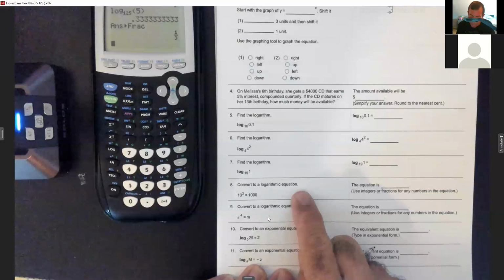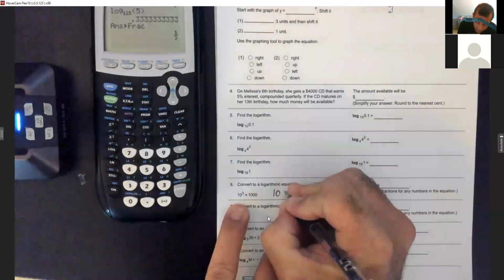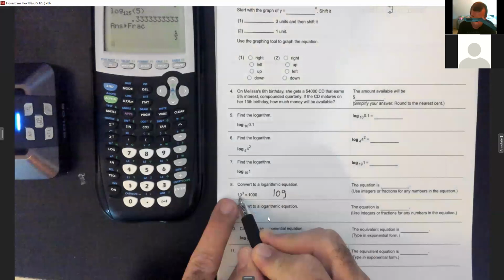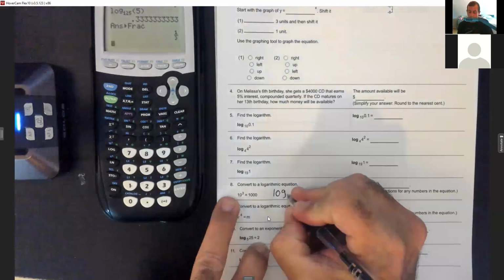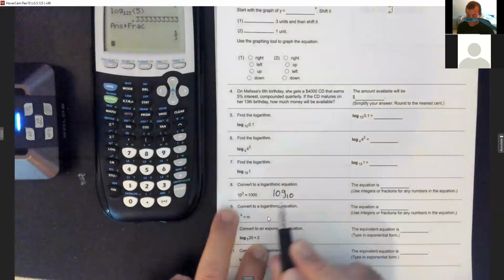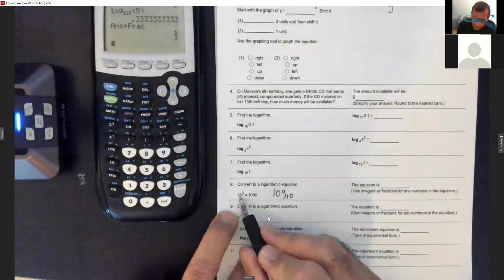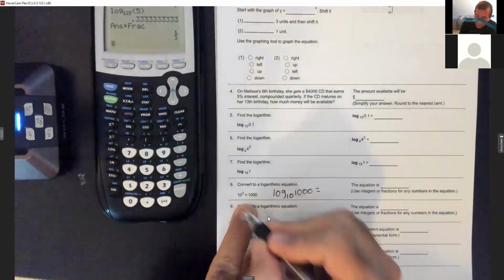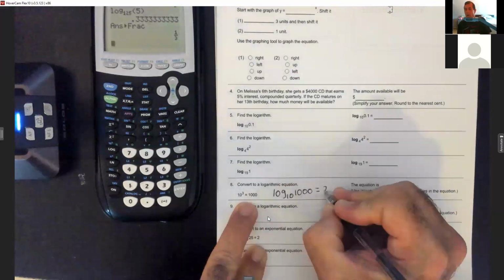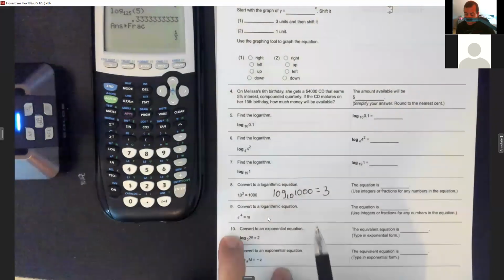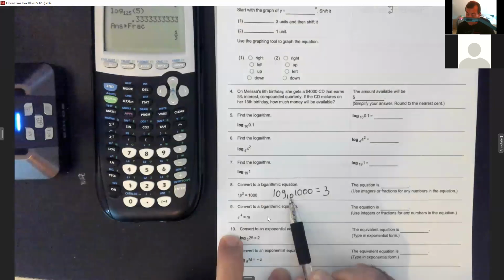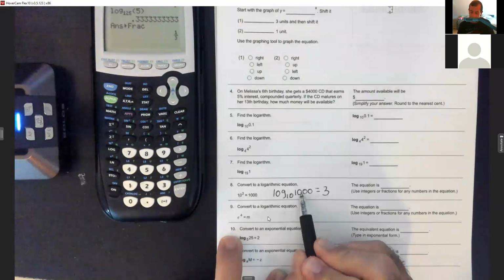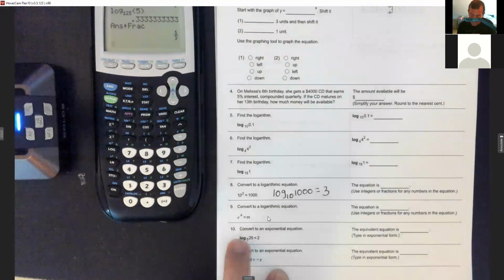That means you want to have your log. The base of the log is the base over here, which is the 10. So that's the base on the log, and that's the base of the exponential. The result is the 1,000, and that equals the exponent, which is the 3. So when you're in logarithmic form, it's the base, the result, and then the exponent, okay? So 10 to the third equals 1,000. That's what they want you to put right here.